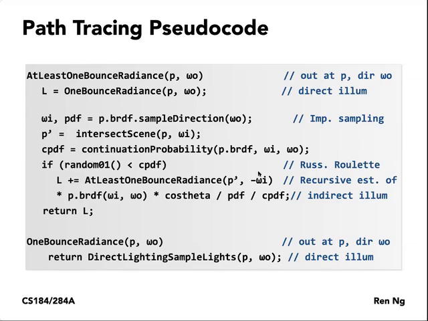And then we have all the other terms in the Monte Carlo estimator. We multiply by the BRDF term. We multiply by the cosine Lambert's law term. We have to divide it by the PDF of choosing that direction, the probability of choosing that direction. And we have to divide it by the Russian roulette continuation probability CPDF in order to maintain an unbiased Monte Carlo estimate. And that's it. Then we return L.